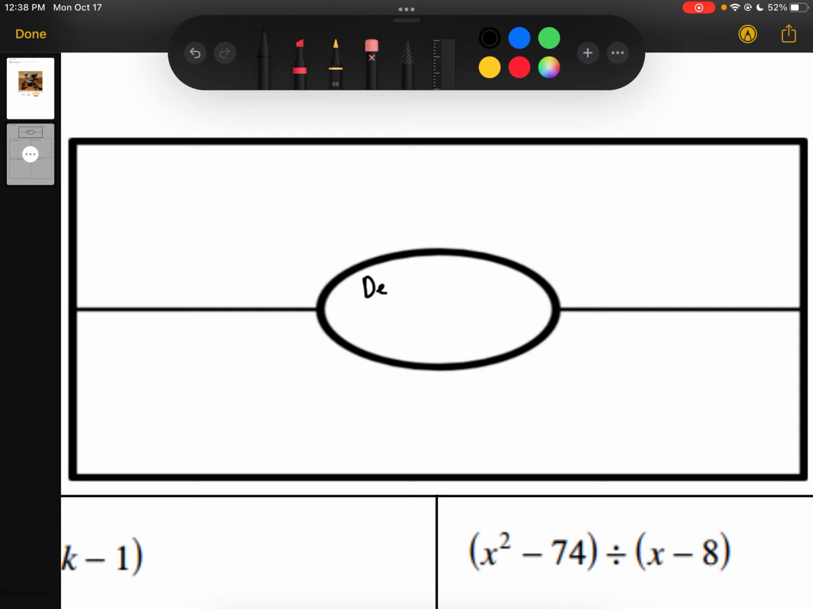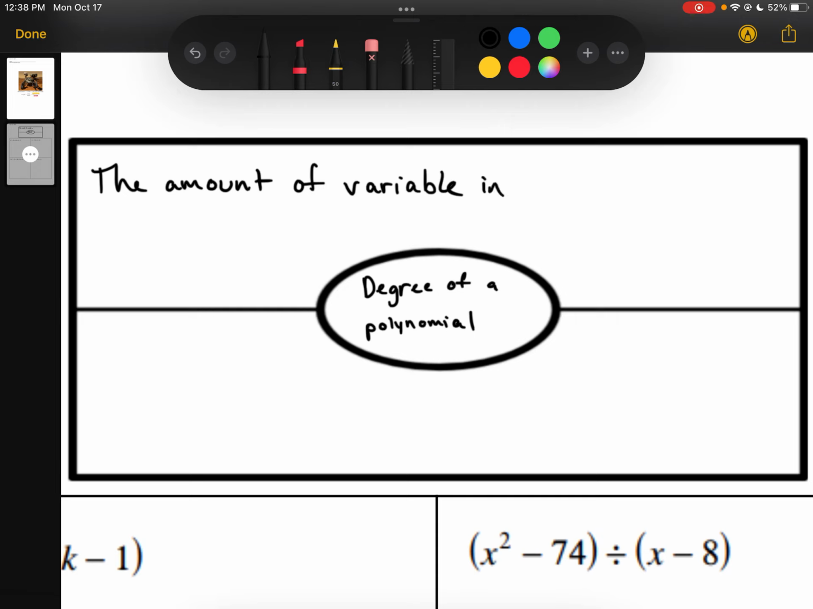So we're going to take a look at the degree of a polynomial. This is just a refresh of something that we're familiar with, but we want to make sure that we're using the exact terminology accurately here. So the degree of a polynomial tells us the amount of variables in a given term.